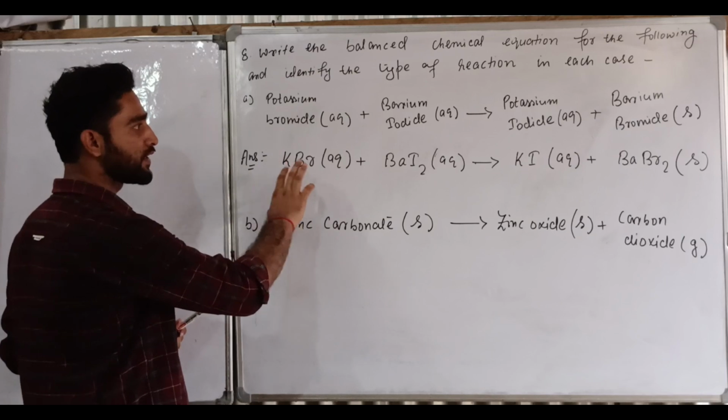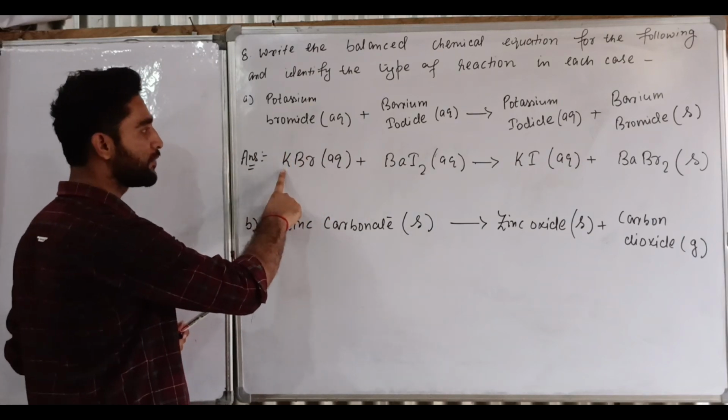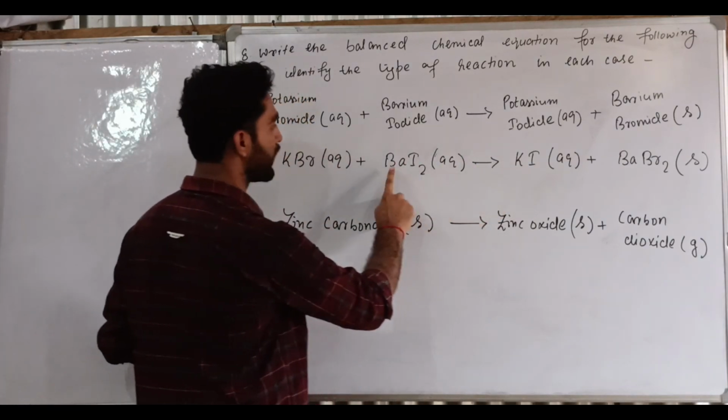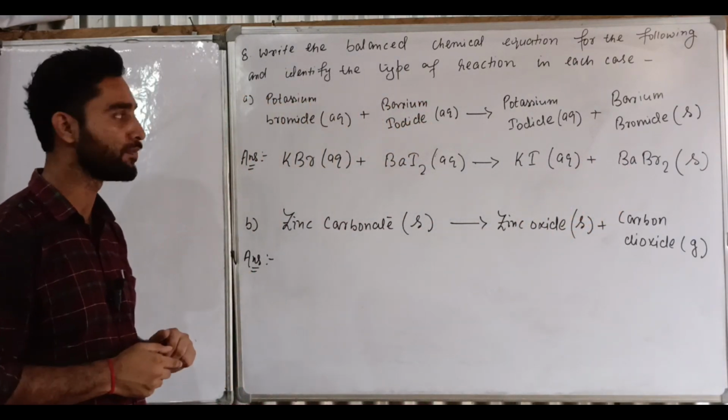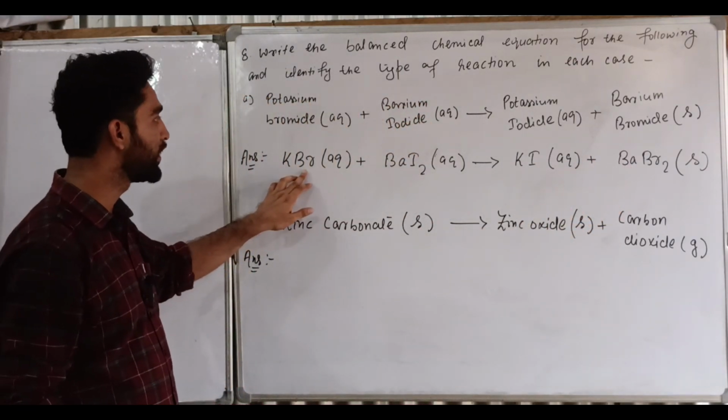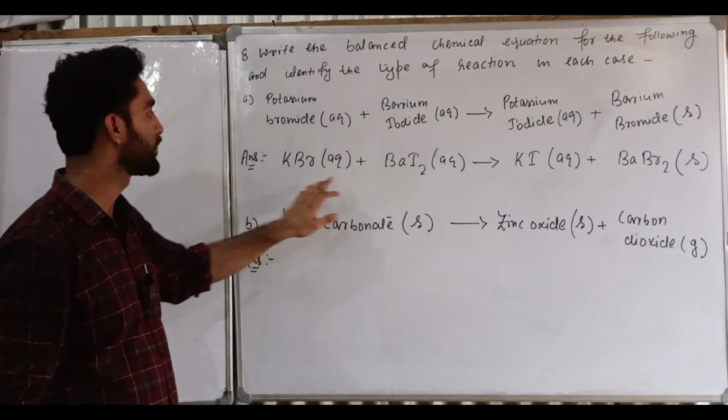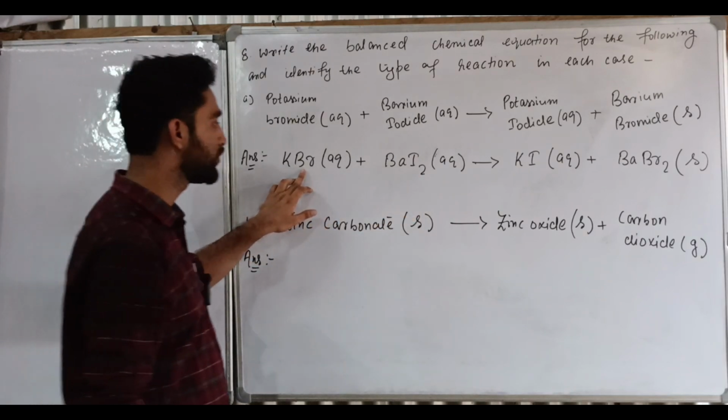Now first try to balance the metal. So this side potassium 1, potassium 1, barium 1, barium 1. Now try to balance the non-metal. So what are the non-metal? Bromine is the non-metal, iodine is the non-metal. So see, this side bromine how many? 1.